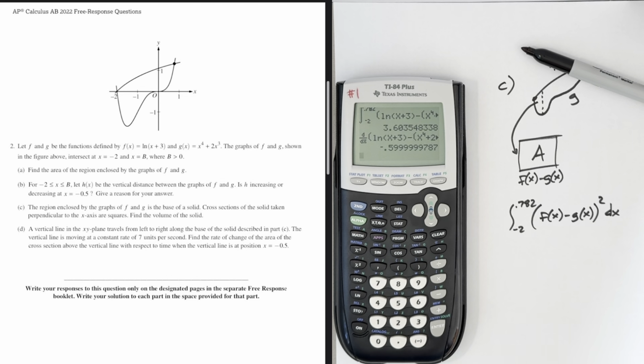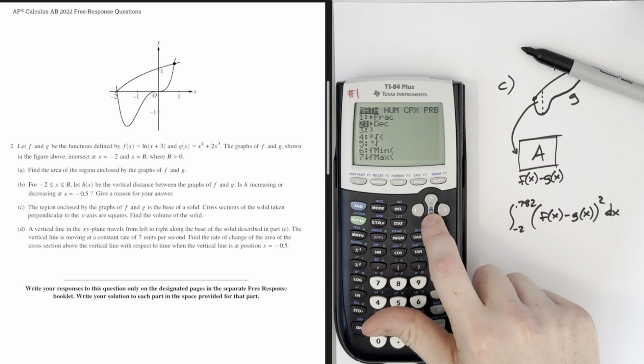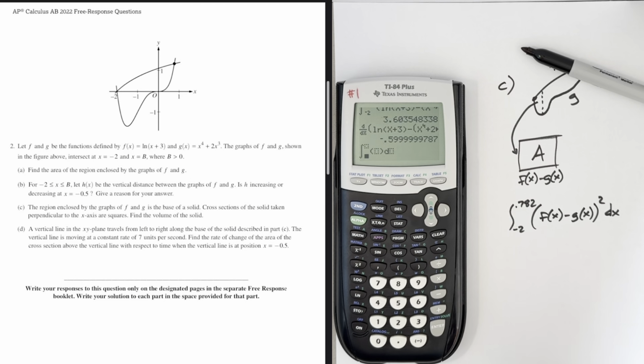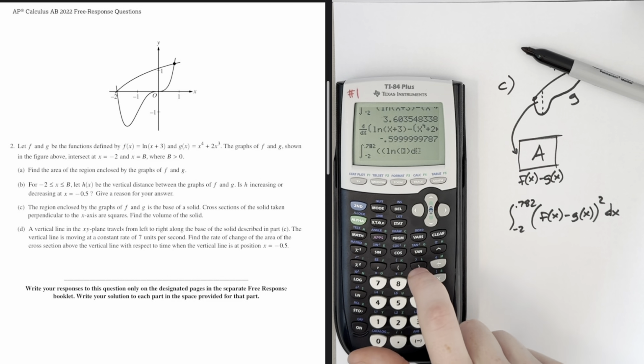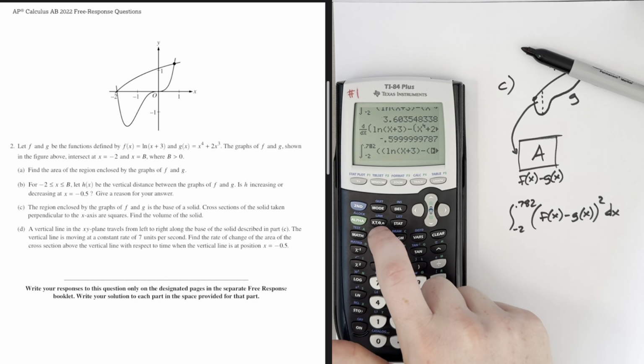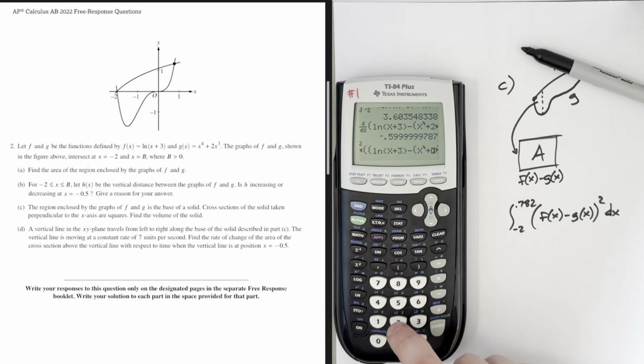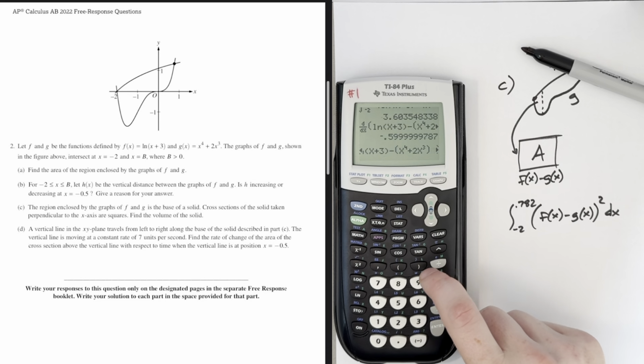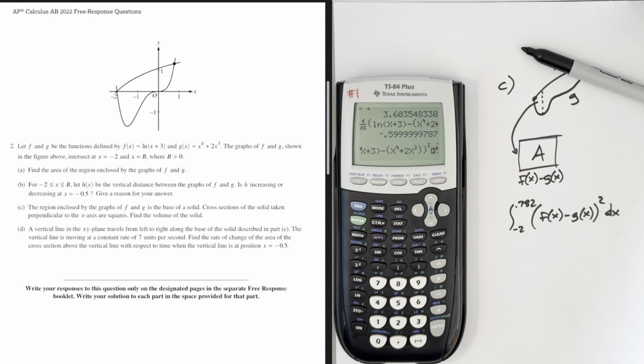And this integral will give us the volume of this solid. So to calculate this integral, I'll go to math, go down to number 9, where I can do a definite integral. I'll type this in, negative 2 to 0.782. And now I'll do my function minus my function squared. I'll put an extra parentheses because I'll remember I got to square it at the end. So ln of x plus 3 minus x to the 4th power plus 2x to the 3rd power. Now I'll put that extra parentheses so I can square it.